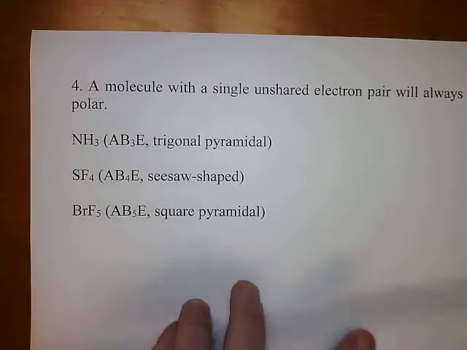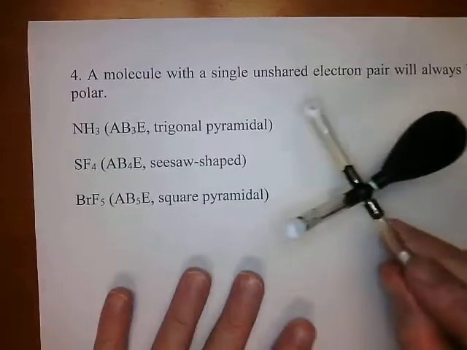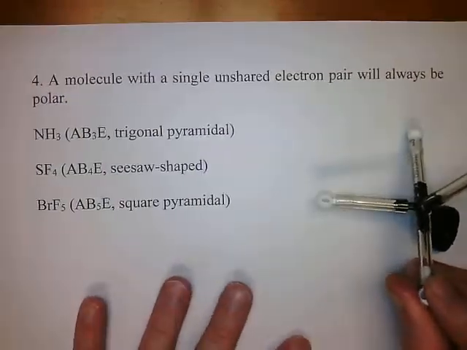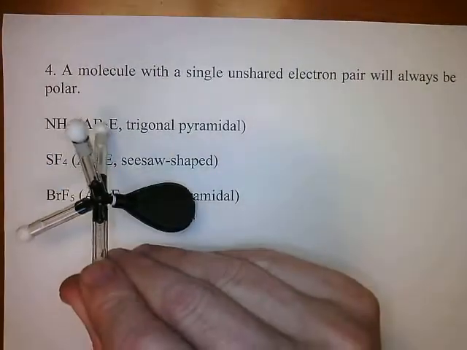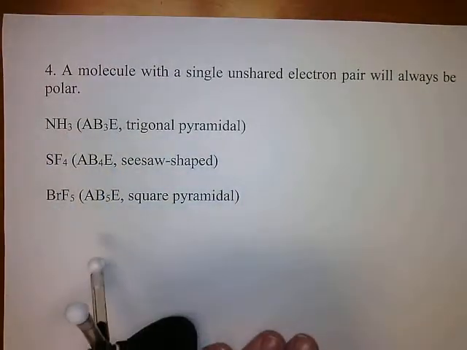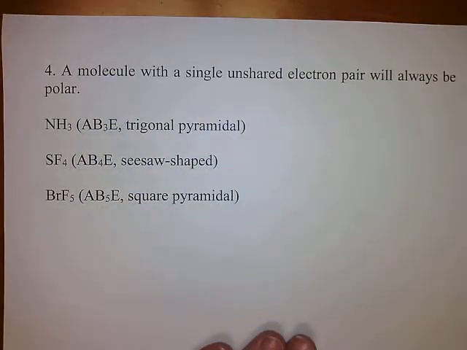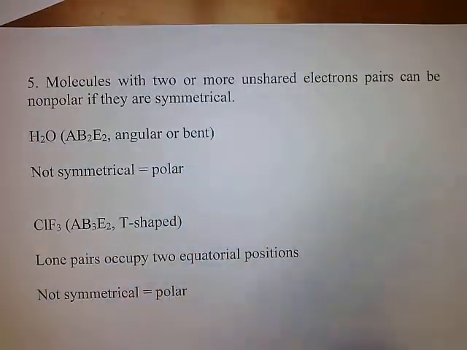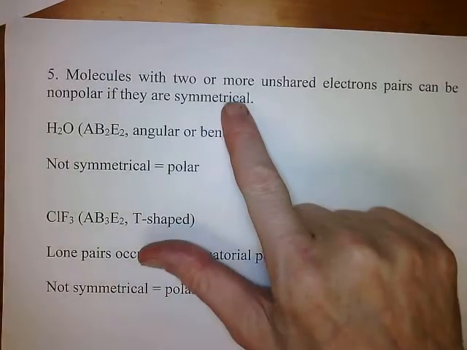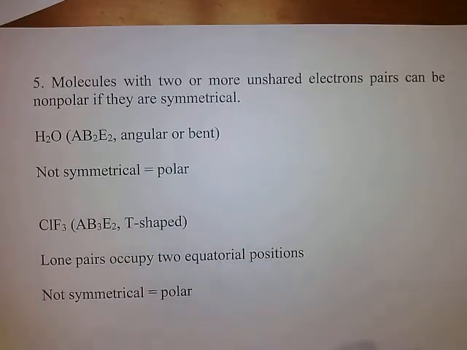polar. Okay, so a molecule with a single unshared electron pair is always polar. AB3E, AB4E, AB5E, all of these have that single unshared electron pair. Now, what about molecules with two or more unshared electron pairs? It depends on the symmetry. They can be nonpolar if they are symmetrical.